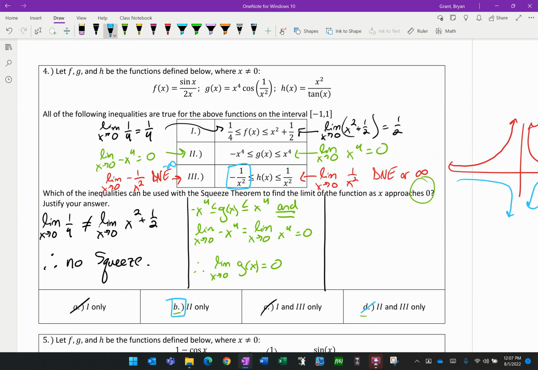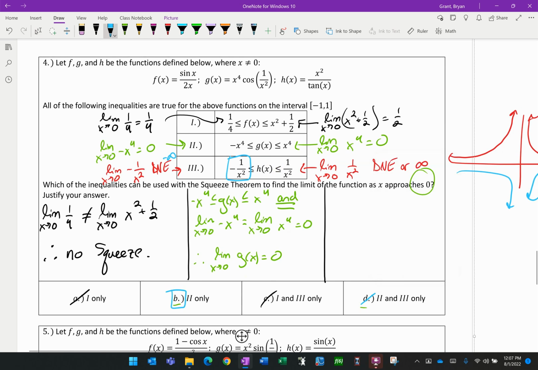Our answer is going to be B, right? So nothing too bad. We got it. We got to discuss our does not exist case, okay? And we're going to move down to our last problem.